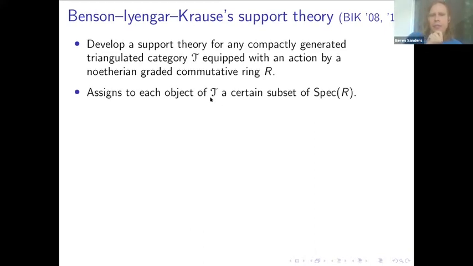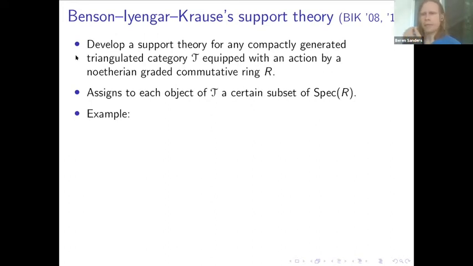And what they do is they assign to each object a certain subset of the spectrum of that graded commutative Noetherian ring. So they're defining a notion of support for the objects of T as subsets of the spectrum of this ring that's acting on the category. I'm not going to go into the details, but I'm just bringing this up, reminding us about this work of Benson, Iyengar, and Krause.